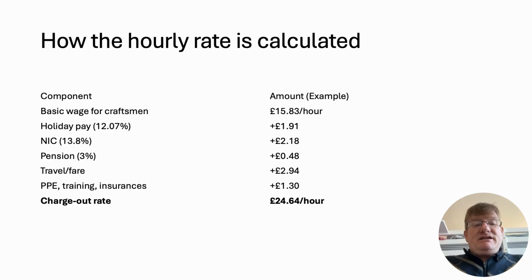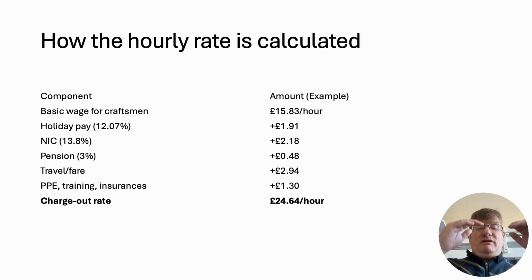So you've got your basic wage for a craftsperson, which is £15.83 an hour. But we've got to add on £1.91 an hour because they're entitled to holiday pay. We've got to add on another £2 odd for national insurance. We might add on 3 to 7% for pension. In this case, I've taken it as 3%, which is 48p an hour. We might be charging travel and fare. We might not, but we might. It's fair to do that. And obviously health and safety. So we'll add on something like £1.30 for health and safety, training, insurances.